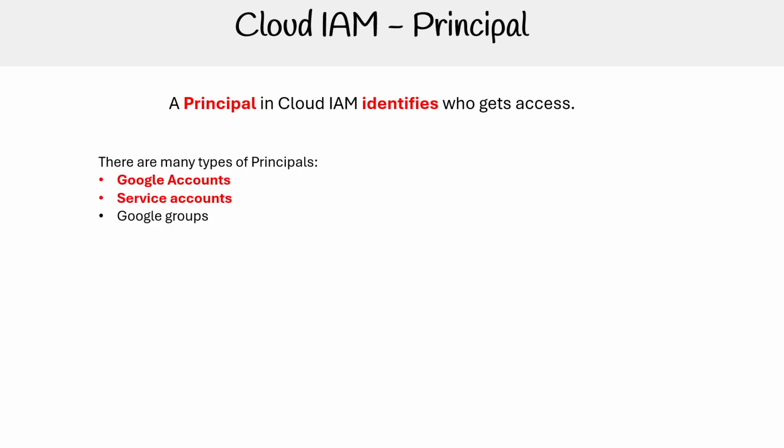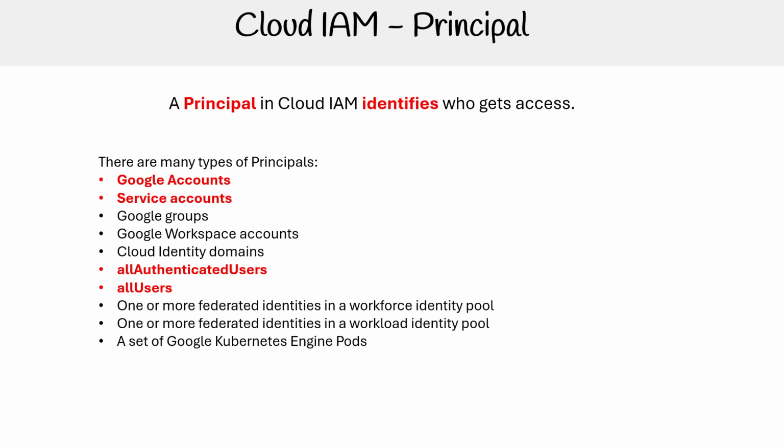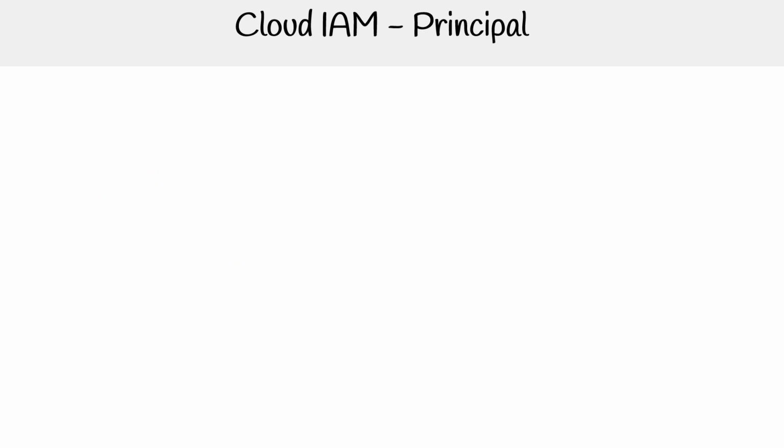So we have Google accounts, service accounts, Google groups, Google Workspace accounts, Cloud Identity domains, all authenticated users, all users, one or more federated identities in a workforce identity pool, then for a workload identity pool, then for Google Kubernetes Engine pods, resource manager principal sets. Okay, so let's take a look at the four that I'm really interested in.